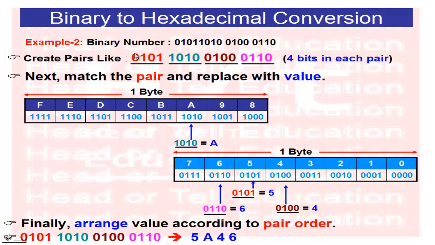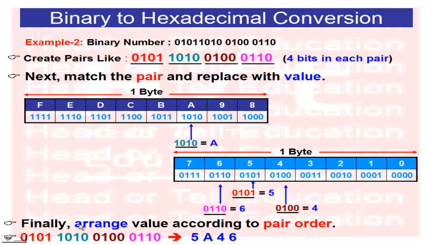First is 0101, which is equivalent to 5. Now 1010 matches the hexadecimal value A. Now 0100 matches and equals 4, and 0110 matches and equals 6.